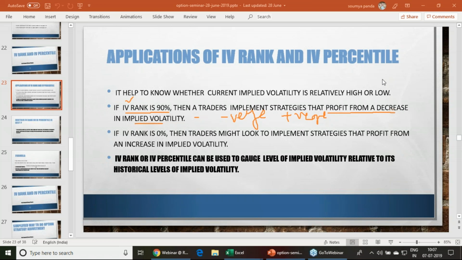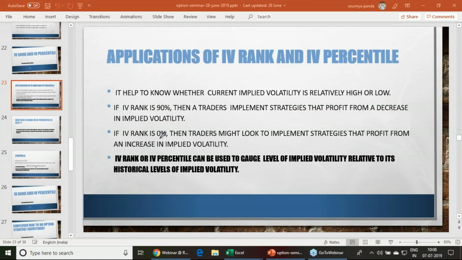Almost. And Vijayji is telling negative Vega. So here Mehulji, Gopalji, Rajeshji, most of the people are saying that. Bipinji, all are telling that the negative Vega strategy we should implement. So if your IV rank is 90%, then you must implement the negative Vega strategies.